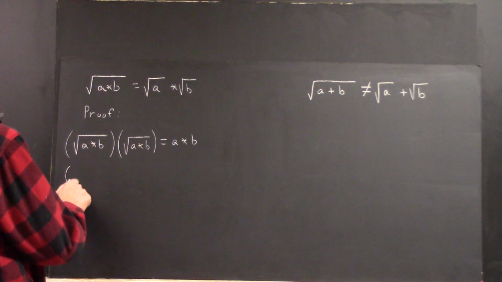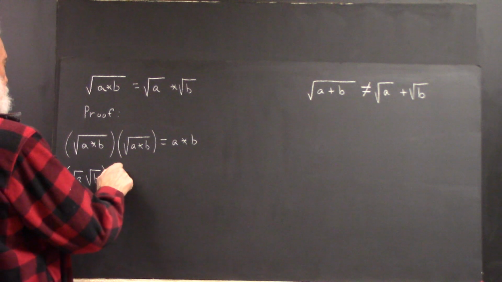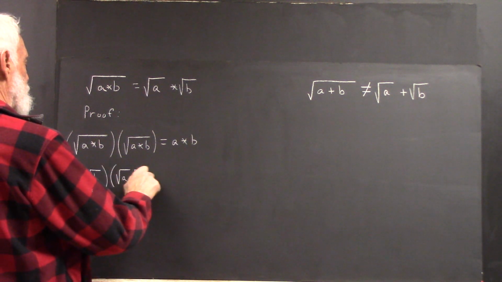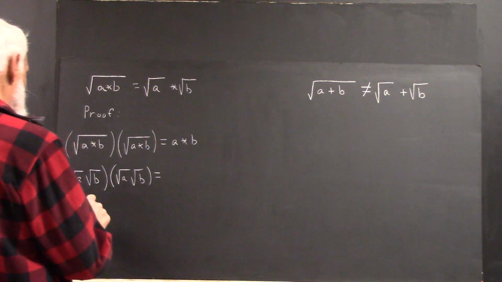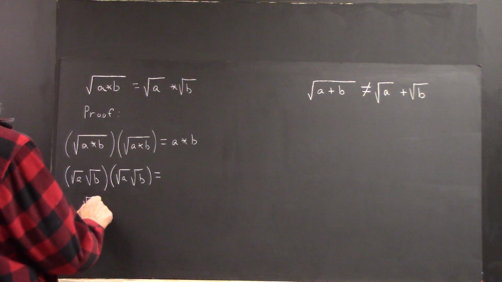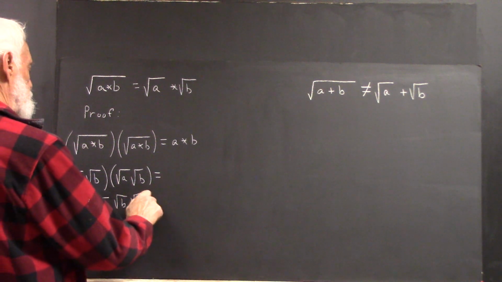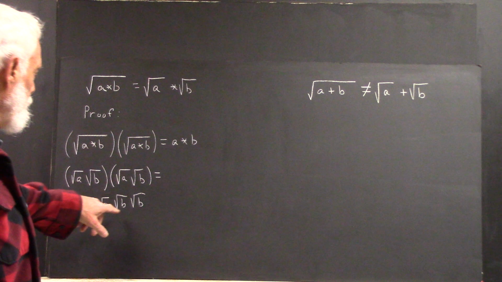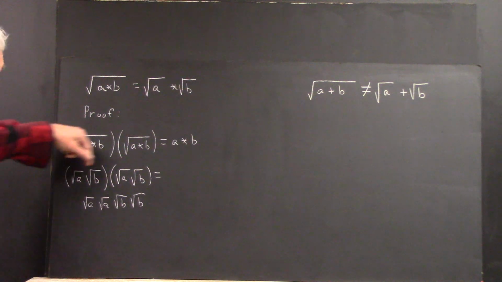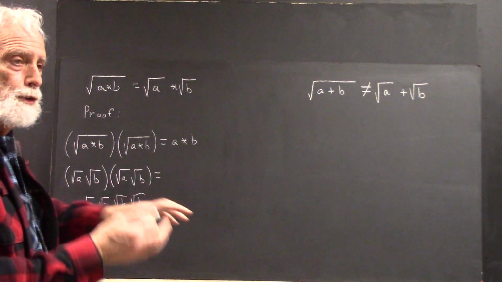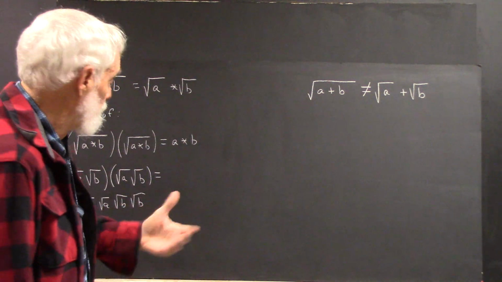Well, if I multiply the square root of A times the square root of B by the square root of A times the square root of B, I get the square root of A times the square root of A times the square root of B times the square root of B. And why is that? Well, I've got 4 numbers to multiply. I can change the order of multiplication. Multiplication is commutative and associative, and there's a little longer proof.